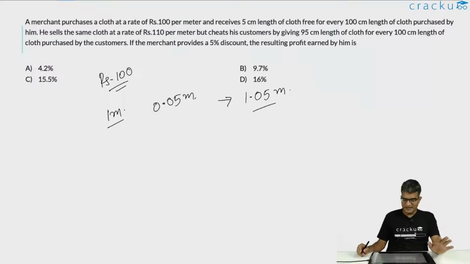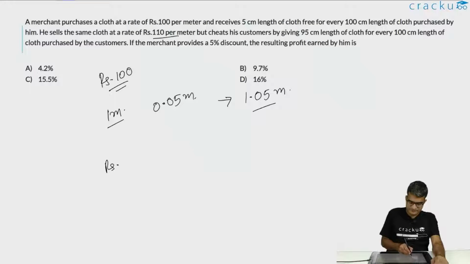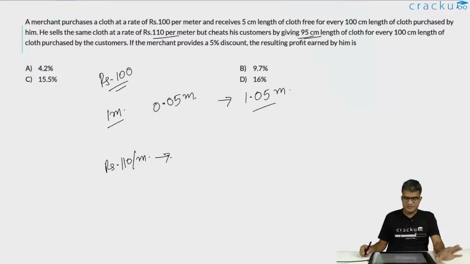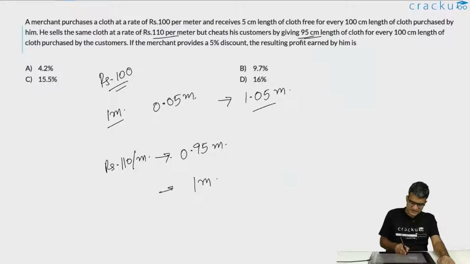Now he comes back home and he is selling this 1.05 meters. But what is he selling at? The rate at which he is selling is rupees 110 per meter. But he is not selling by giving 1 meter. He is cheating his customers and he is only giving 95 centimeters. So basically the selling price for this shopkeeper is rupees 110 for 0.95 meters. That is, when he is selling 0.95 meters, he is actually collecting 110 rupees. So if he is selling 1 meter, what is the selling price? The selling price of actually selling 1 meter is rupees 110 divided by 0.95.